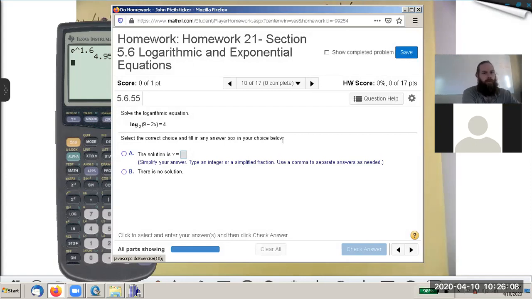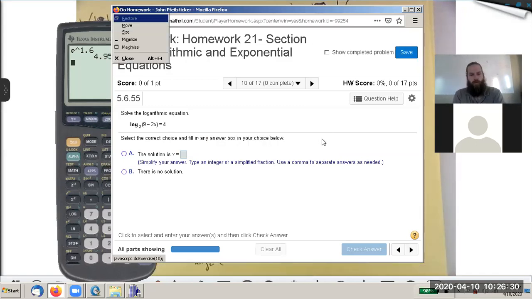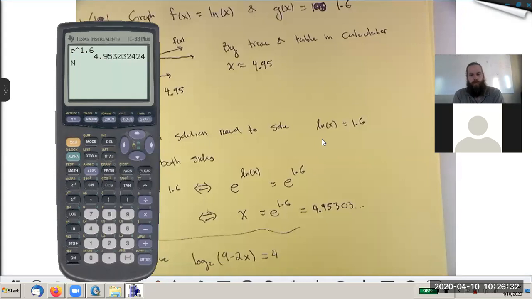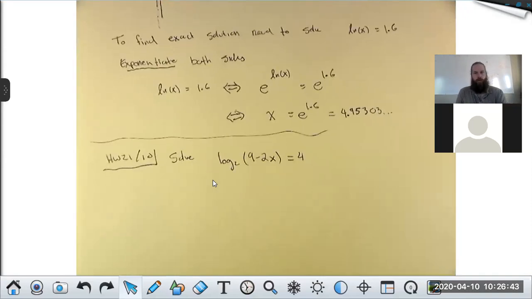So we want to solve the base 2 log of 9 minus 2x equals 4. So let me get this stuff out of the way. So this is the equation that we wanted to solve, right? Cool.